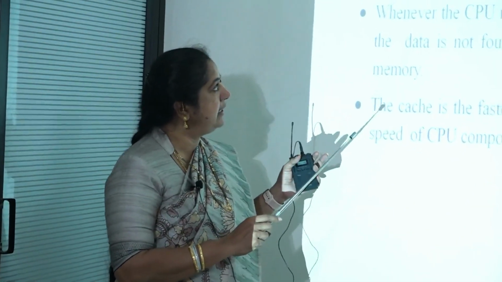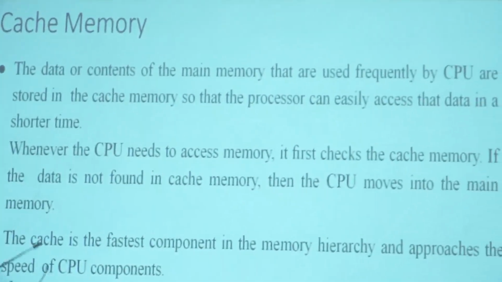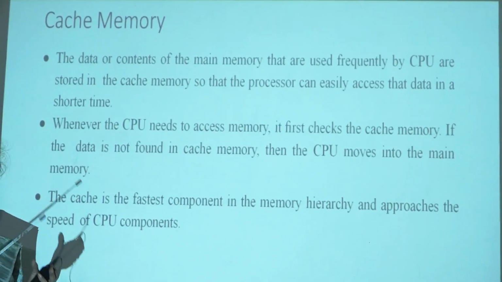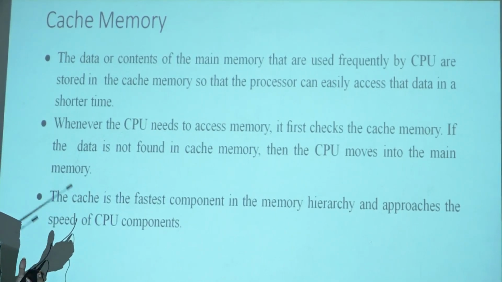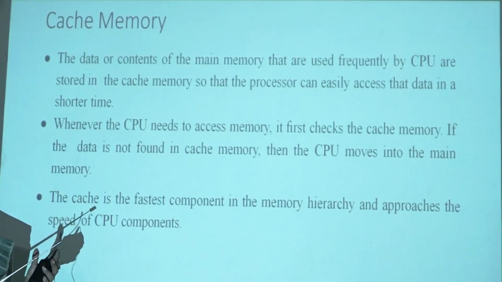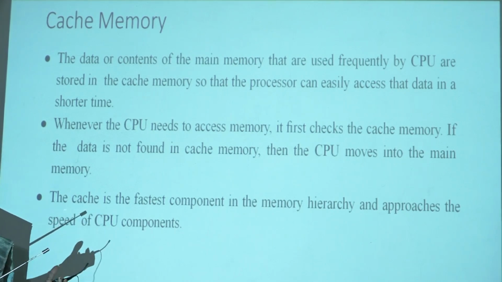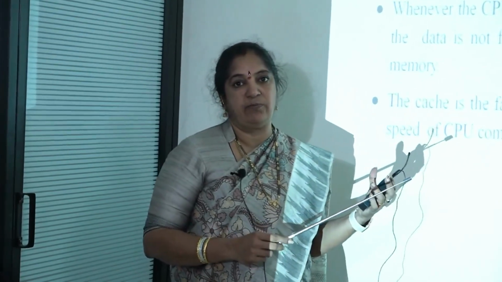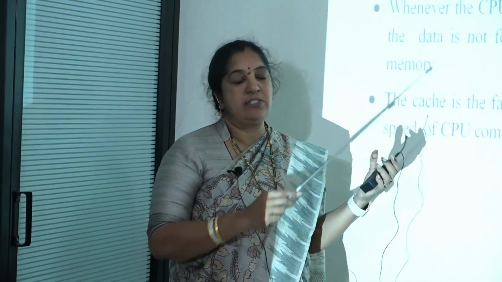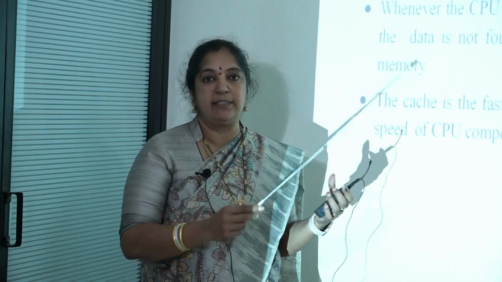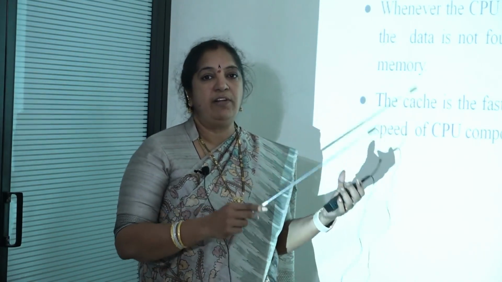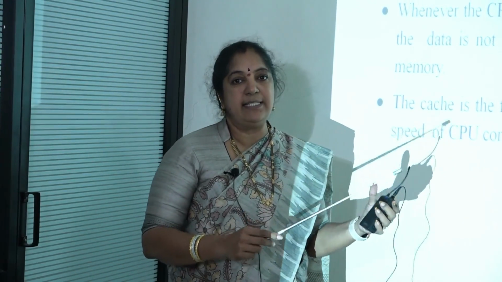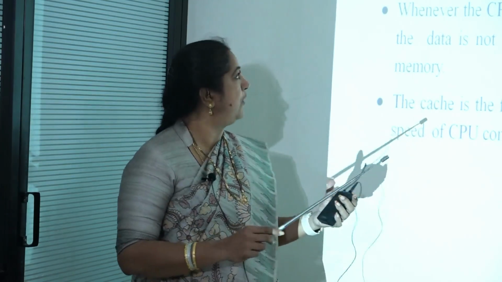The contents of main memory which are used frequently by the processor, for example if you are using a loop, in the loop repeatedly the same instructions are executed. Whatever instructions we use in the loop are executed repeatedly. That means we want that particular instruction too many times. So instead of keeping that instruction in main memory and accessing it from there, we place such instructions in the cache memory, so that they can be easily accessed by the processor.